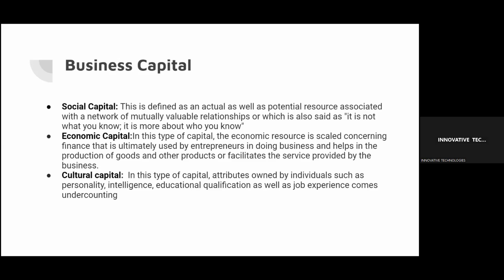Social capital is defined as actual as well as potential resources. It is not about what you know; it is more about who you know. So it means gathering capital from society. Economic capital is financing coming from the bigger venture capitalists, and cultural capital usually comes from government organizations. So usually the capital comes from society, from venture capitalists, or from the government.